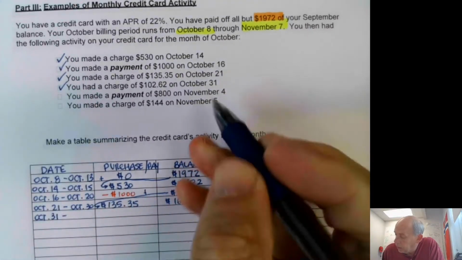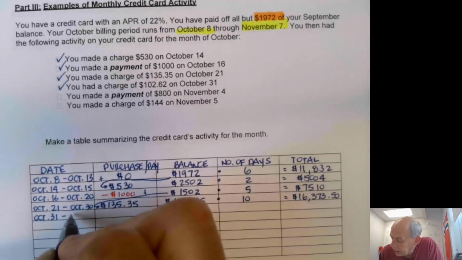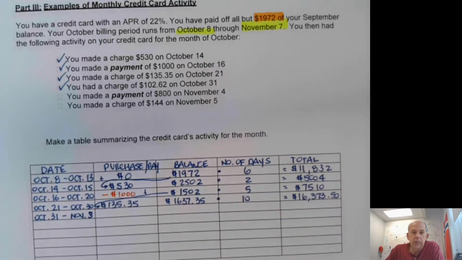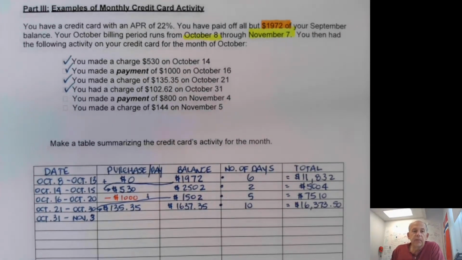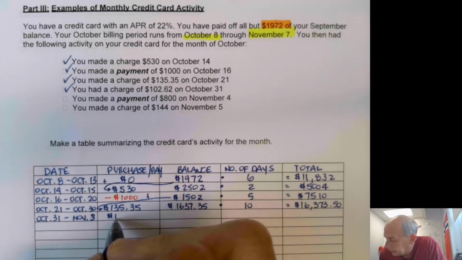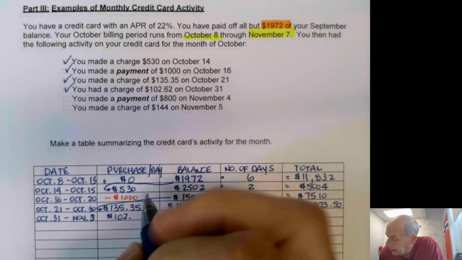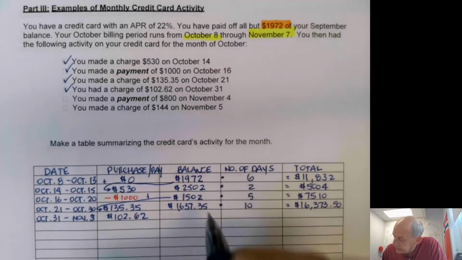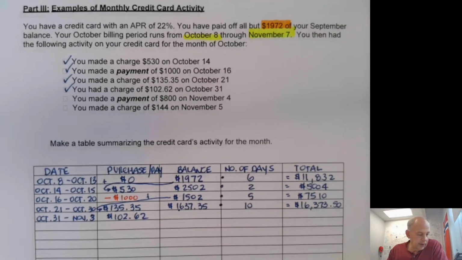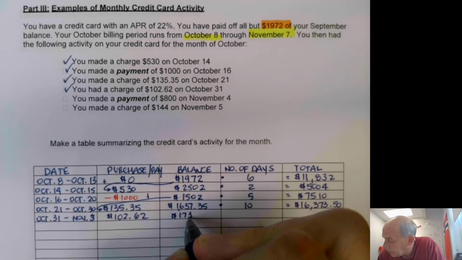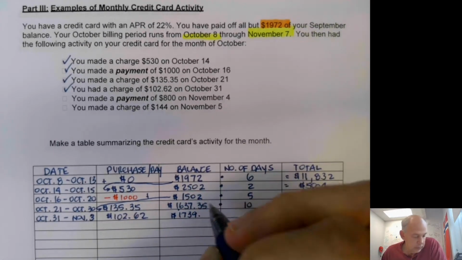So we're here at the 31st, October 31, and we don't do anything on the card again until November 4th. So my interval here goes to November 3rd. I make a purchase of $102.62. I'm going to add that to 1637.35, and I'm going to get 1739.97.